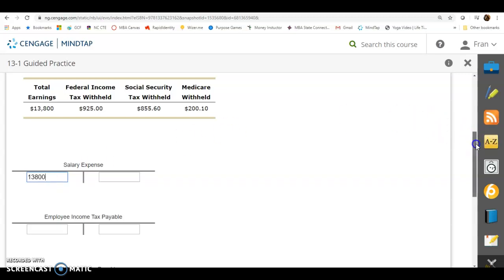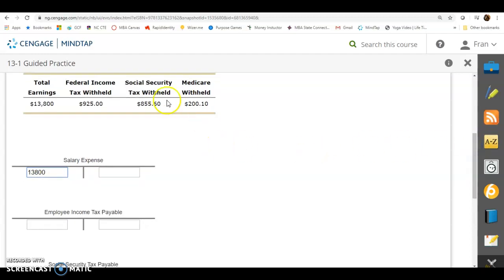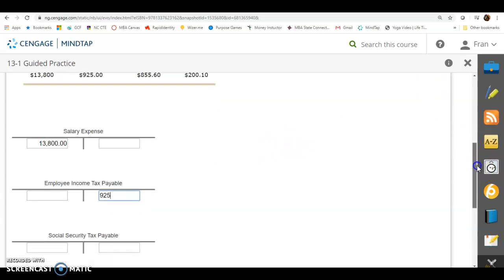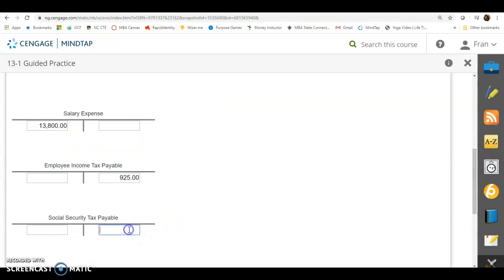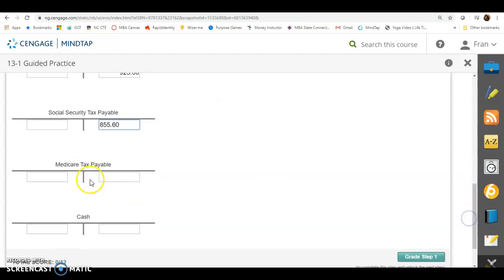All right, the federal income tax, Social Security tax, and Medicare, we withheld them, but we are going to have to pay them later. They are payables. Okay, so the employee federal income tax withheld is $925. The Social Security is $855.60. Payables are credits, as you remember. And the Medicare is $200.10.